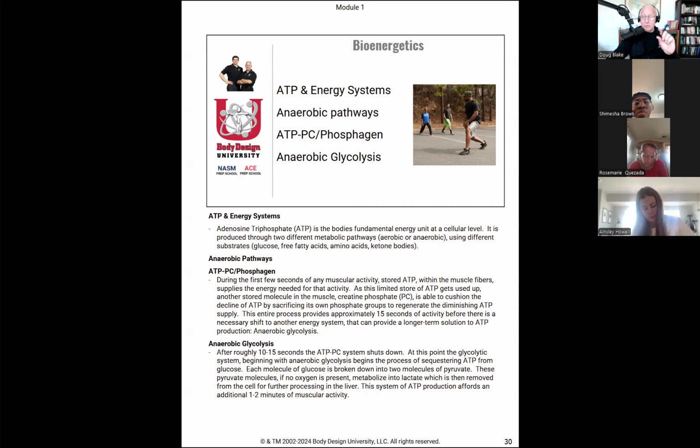And the liver is able to reverse this process of glucose, pyruvate, lactate. It's able to go lactate, pyruvate, back to glucose, and then it goes back into your system as blood sugar. Okay. Not a ton of it, but there's enough to where it's not fully wasted. So in the presence of no oxygen, you get this lactate, which is then removed for further processing. So this system of ATP production affords an additional 1 to 2 minutes of muscular activity. Does that make sense to you guys?